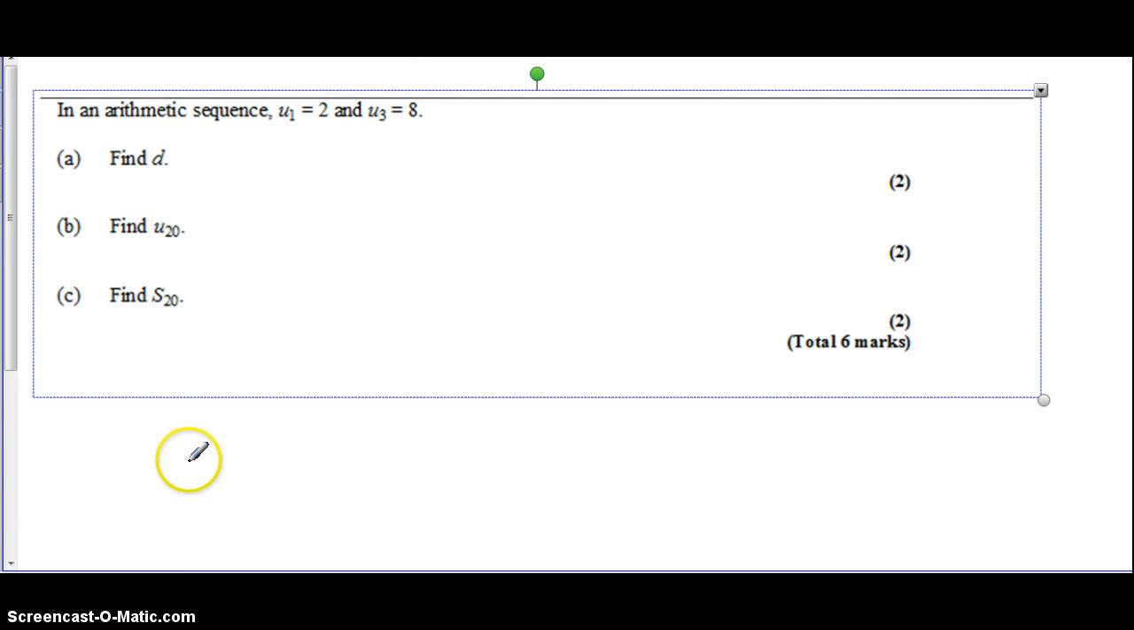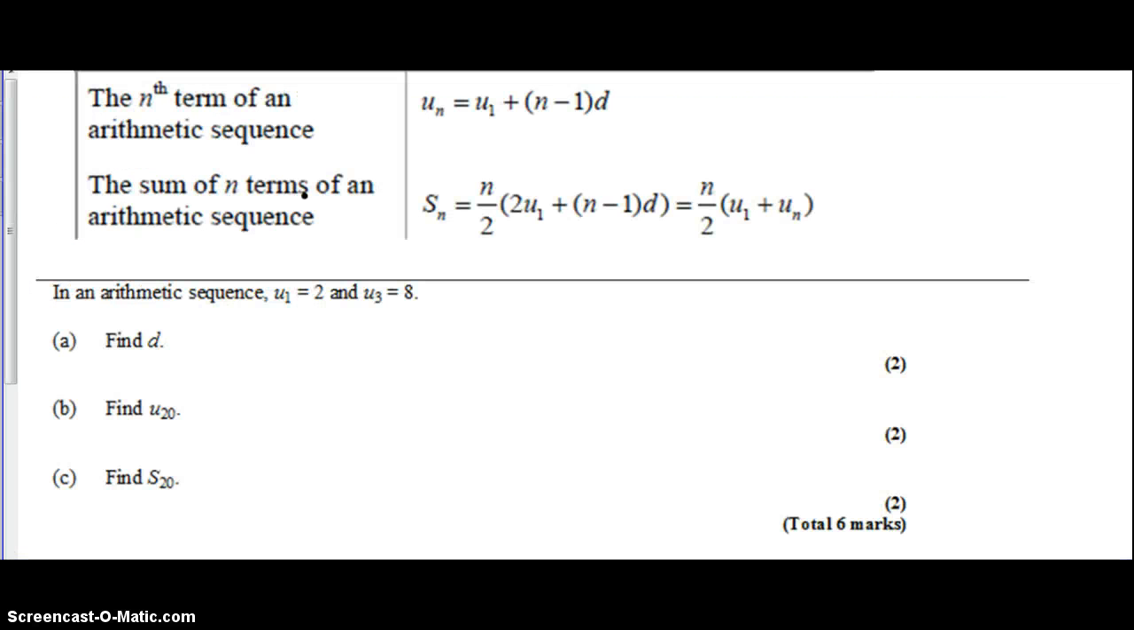Our first one tells you, which is great, that it's an arithmetic sequence, and it gives you the u1 and the u3. There are three things it wants you to find. I just copied the formula so it's right here in front of me. It gives us u1 and u3, and asks us to find d, the common difference. So I'm just going to use my first formula here.